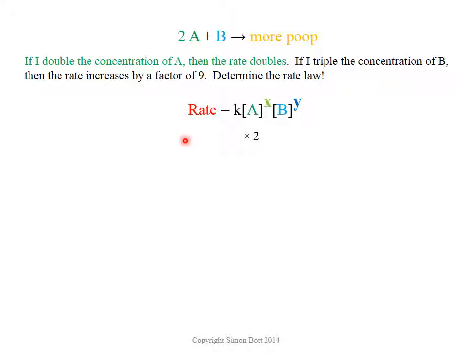If I double the concentration of A, then the rate doubles. Well, whatever I do to A, I do to the power of x. So I doubled A, so the rate is affected by doubled to the power of x. Well, in this case, it's just doubled. So what must x be? x is 1.